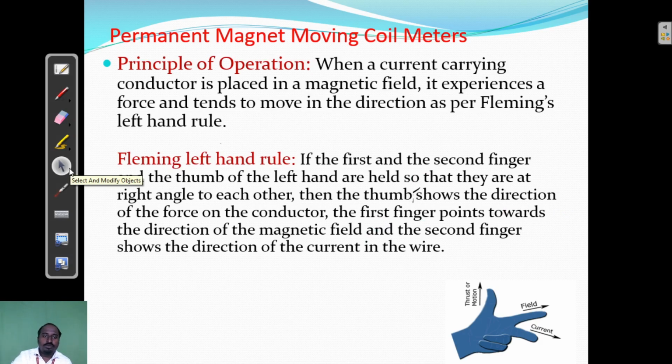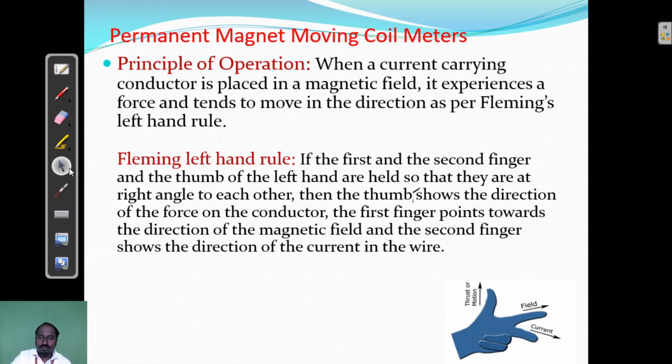Before that, we should know the principle of operation of permanent magnet moving coil type meters. It says that when a current carrying conductor is placed in a magnetic field, it experiences a force which tends to move it in the direction given by Fleming's left-hand rule. We all know what Fleming's left-hand rule is.